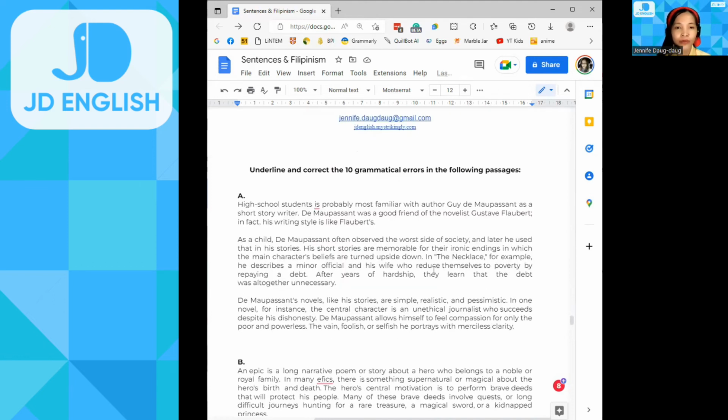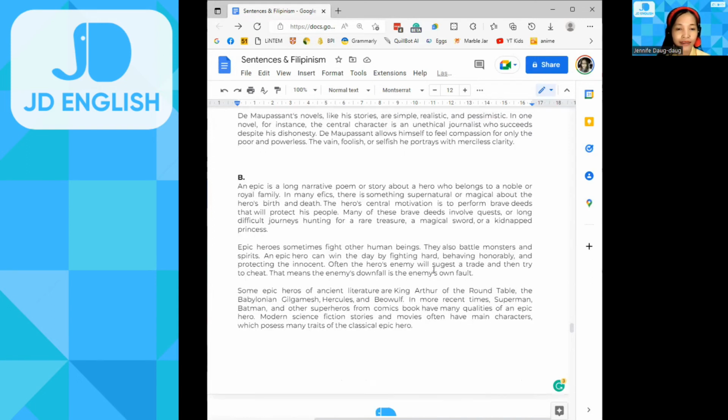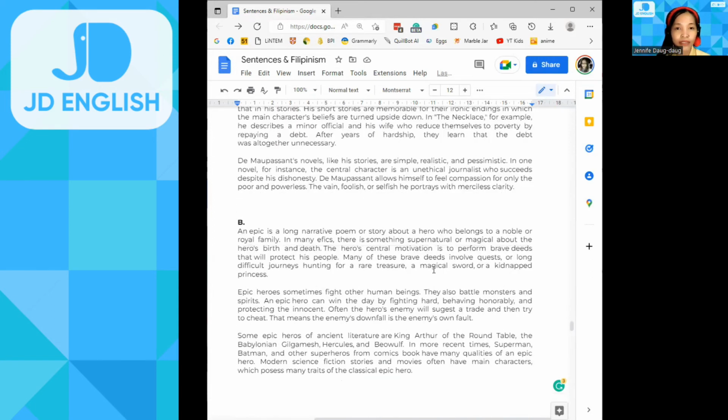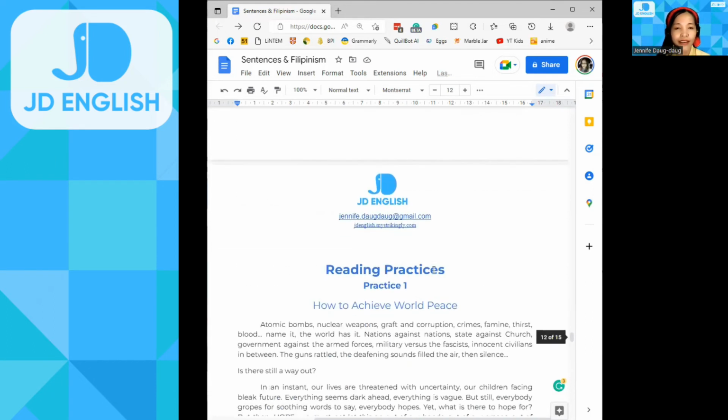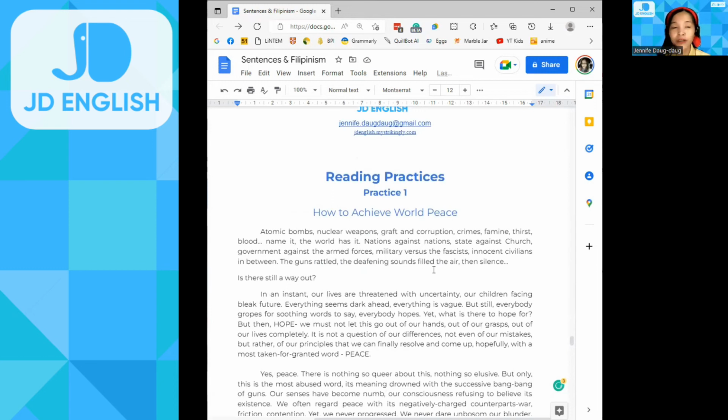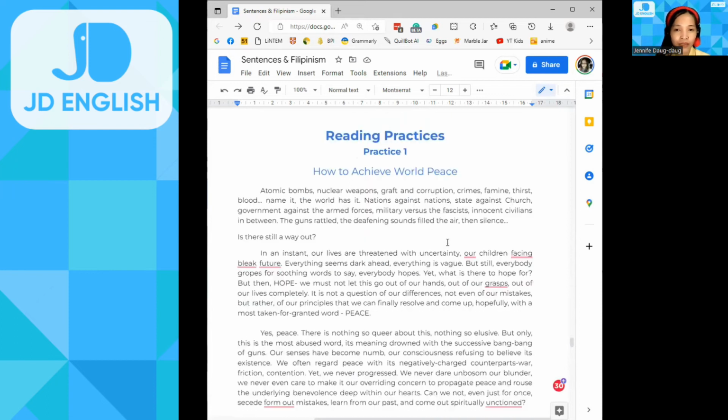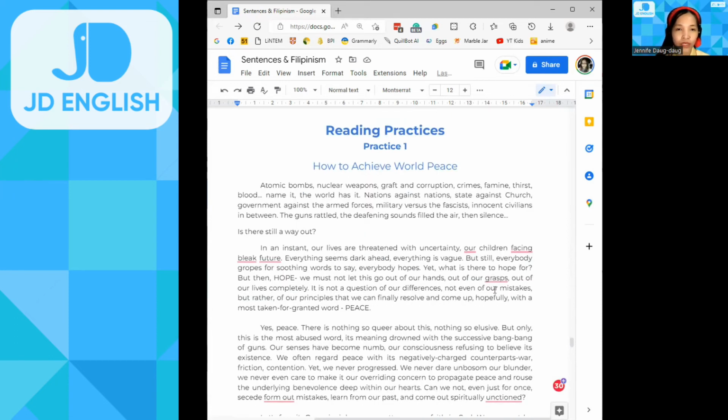And now we also have grammatical errors here. So you should underline and correct the 10 grammatical errors in the following passages. And you can also submit it in our Google Classroom if you are done with it. So this time, let's have our reading practices. So this, I will read it for you on how to read these paragraphs. So let's have reading practice number one.